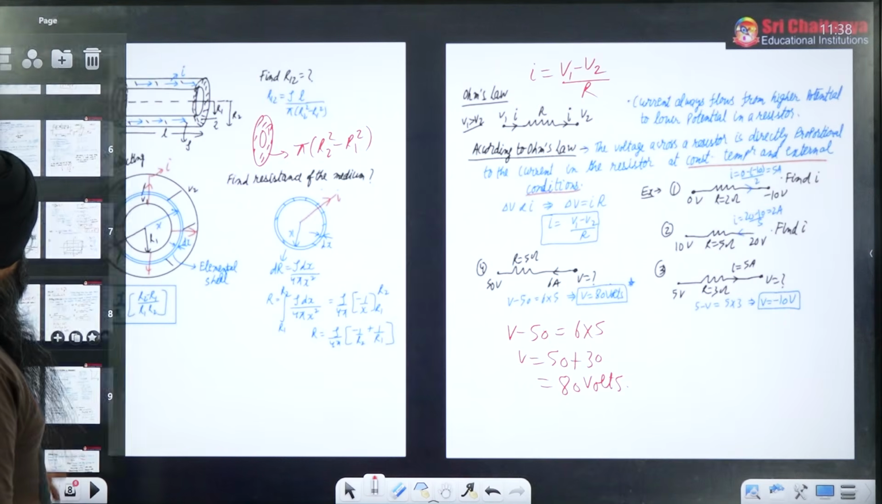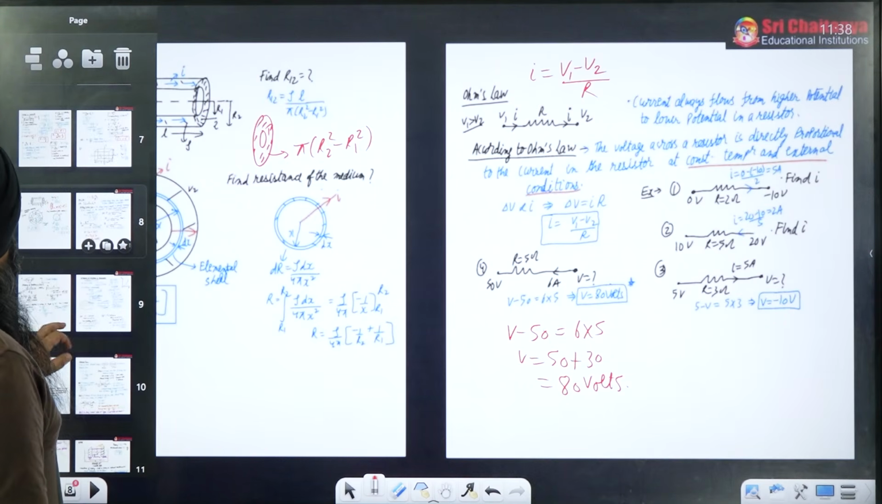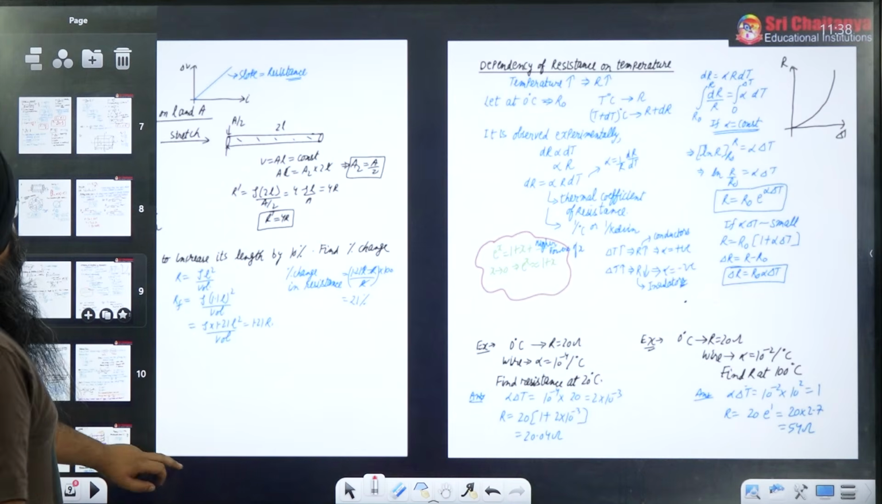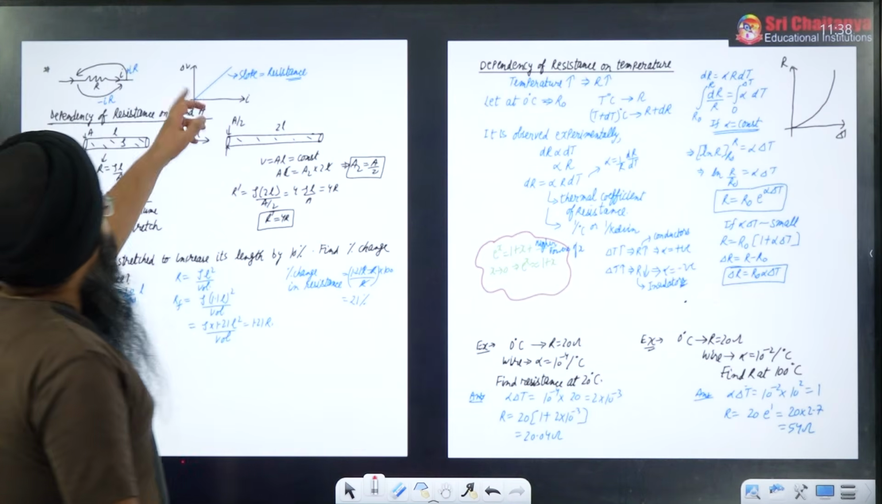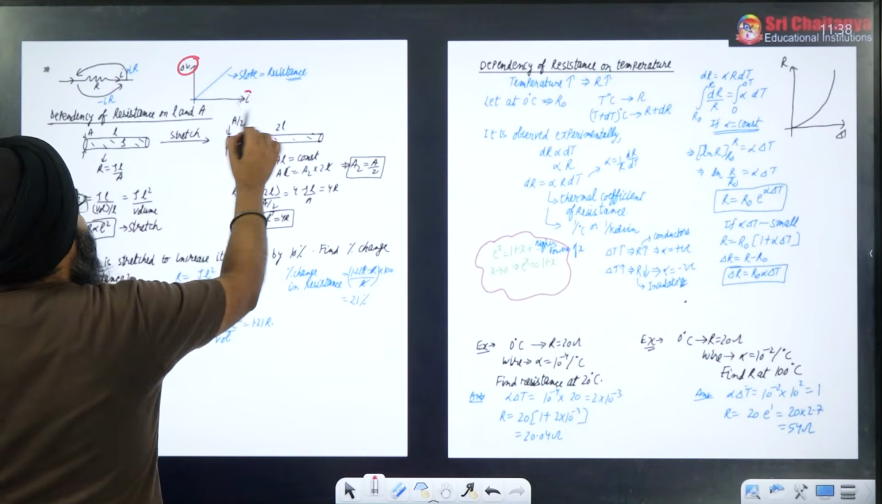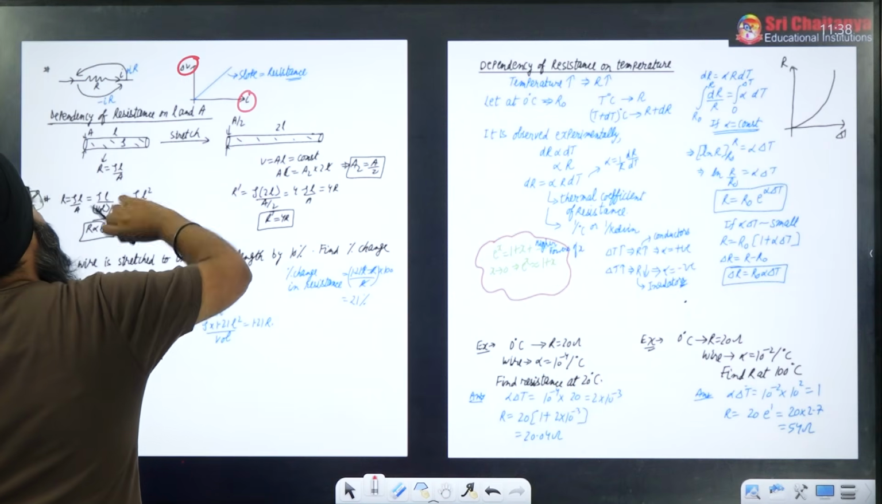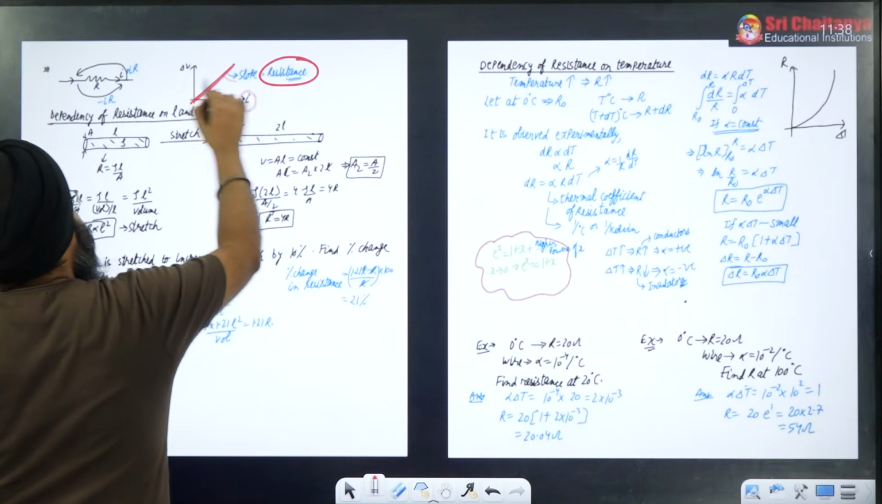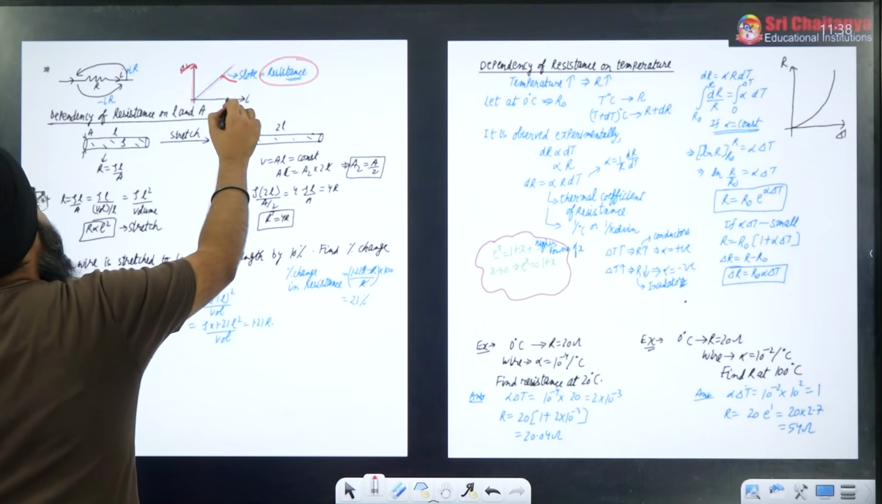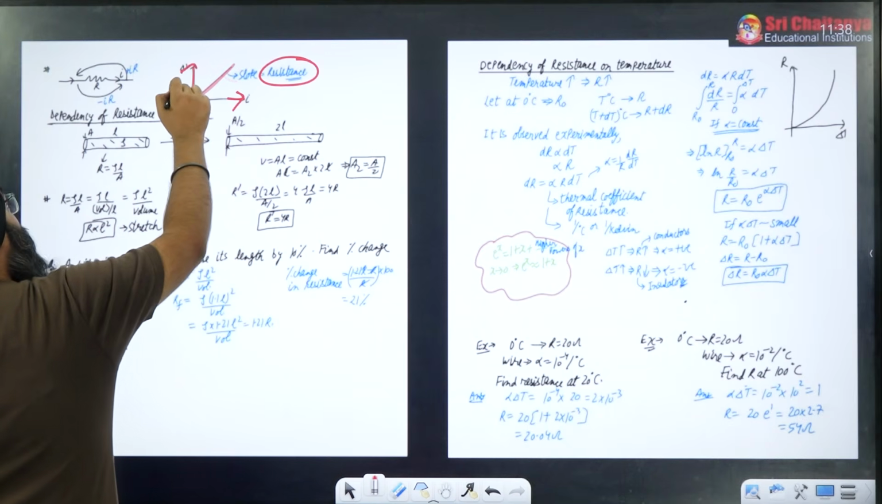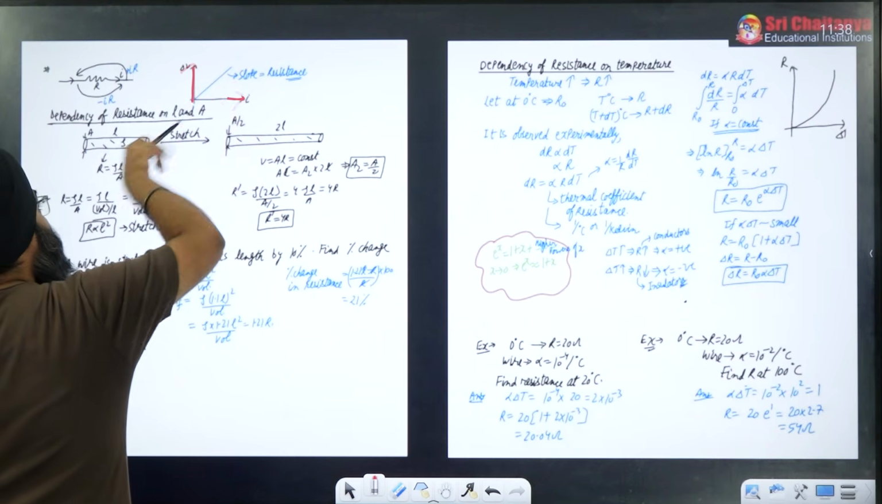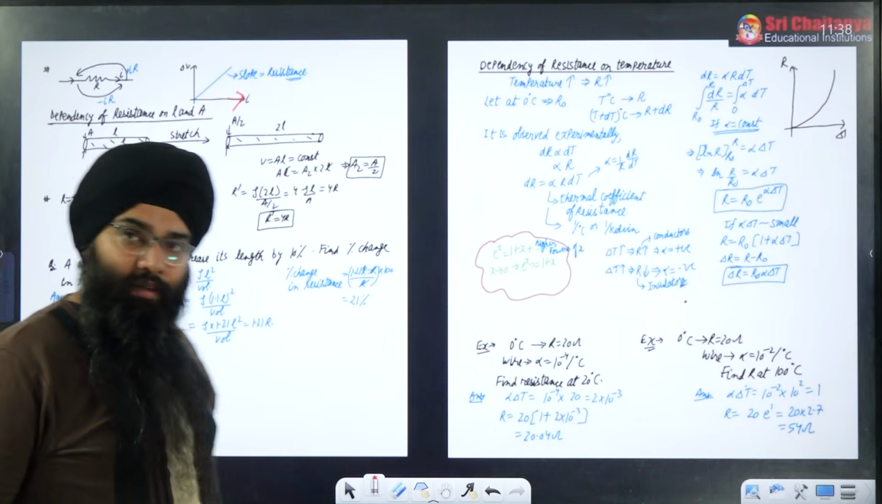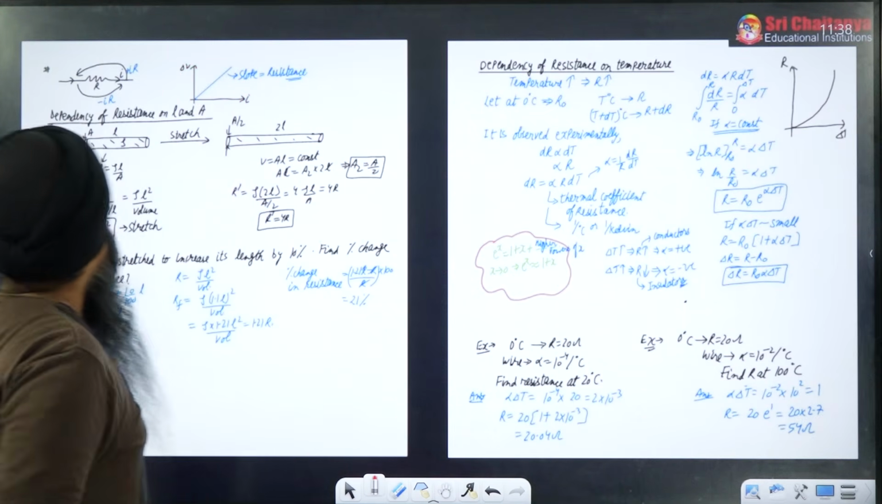So let's move forward. Let me come to the next concept. Here also please understand, this will be the relation between delta V versus I. If you take Ohm's law, then delta V will be proportional to the current and that slope will give you the resistance if you are plotting voltage on the y-axis and current on the x-axis. If you plot current on the y-axis and voltage on the x-axis, then the slope will be 1 by resistance. This you have to be careful about.